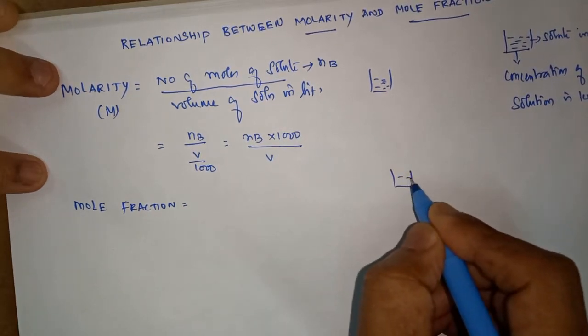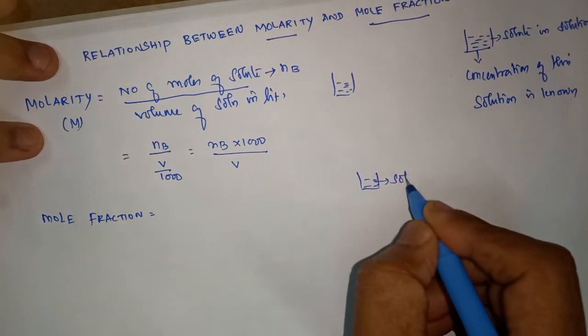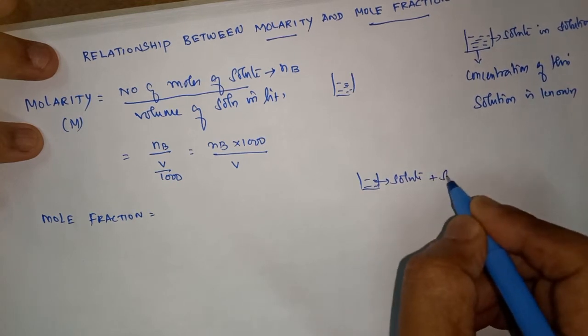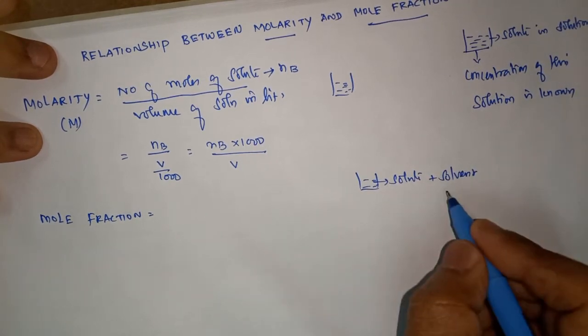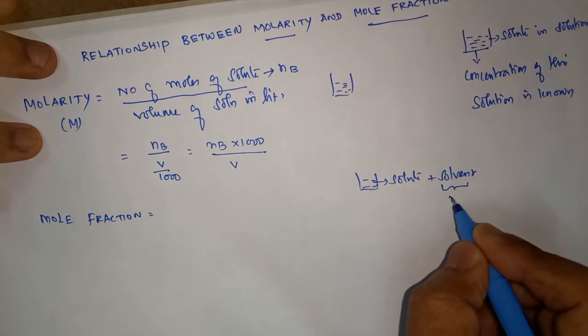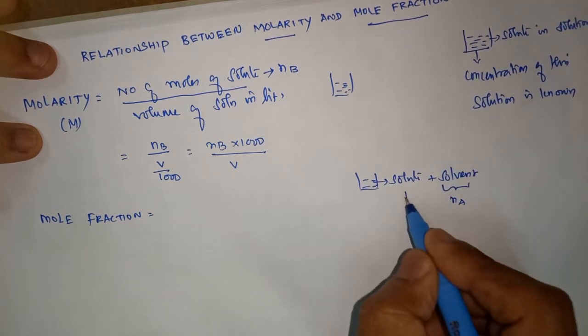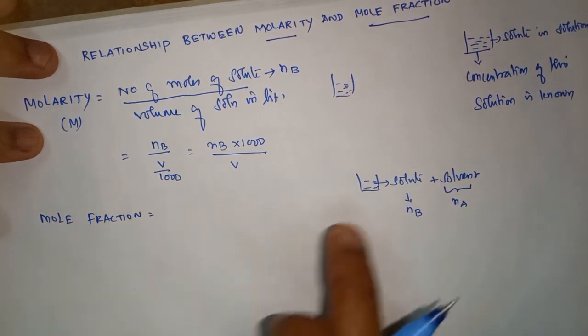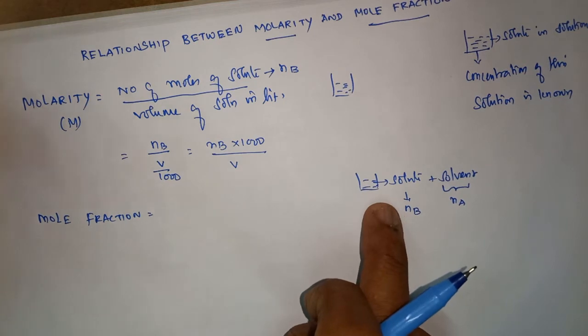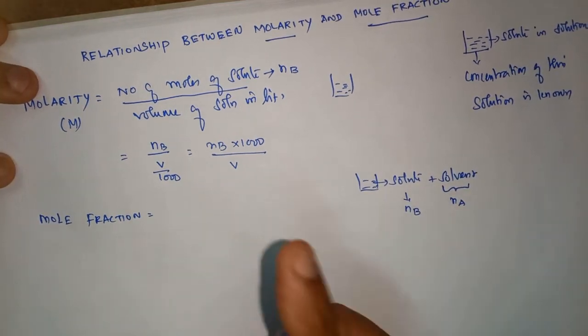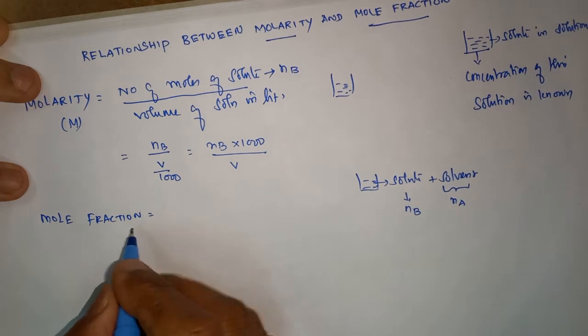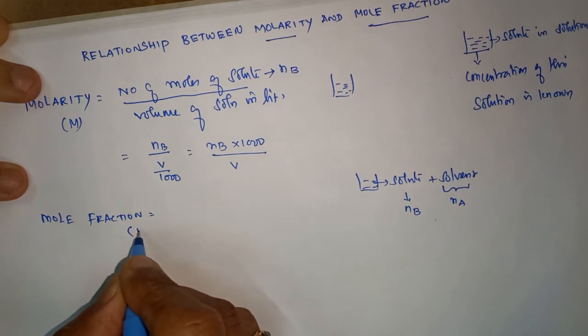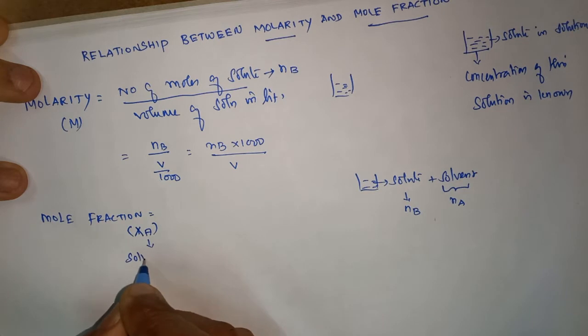Suppose I take a solution; it consists of solute plus solvent. The number of moles of solvent is represented by n_A. The number of moles of solute is represented by n_B. The mole fraction is given separately for solute and solvent. First I find the mole fraction of solvent, represented by the letter X. Here X_A is the mole fraction of solvent.